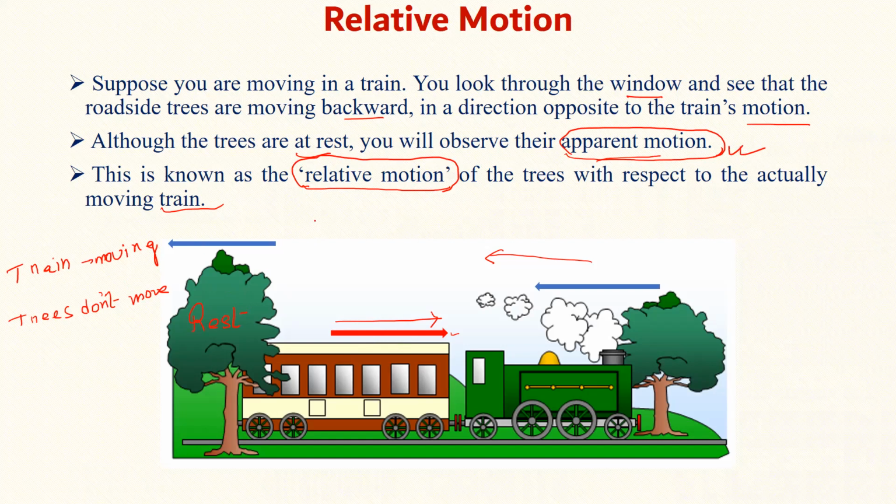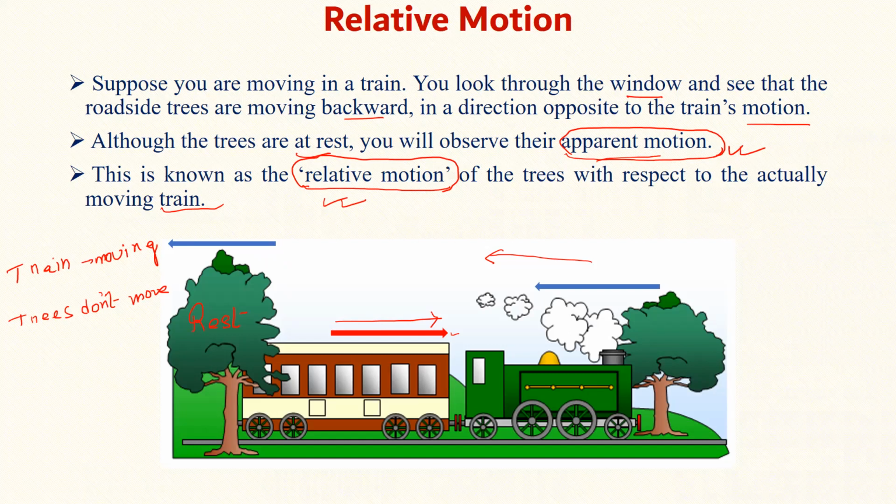And this phenomenon of motion of these trees with time, although they are not actually moving, is known as relative motion. Okay, I hope you have understood this. Similarly, if you are standing on a road, and one of your friends just drives his car or motorbike, so what will your friend see? Your friend will see that you are moving backward with respect to him.